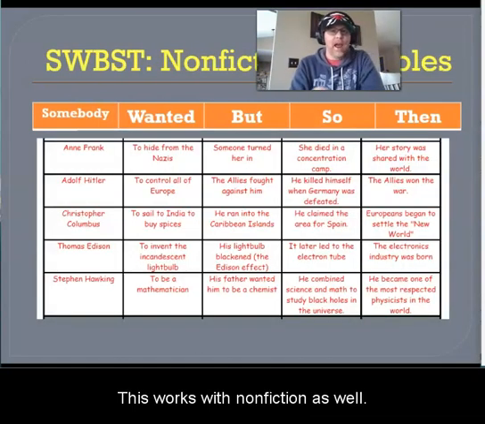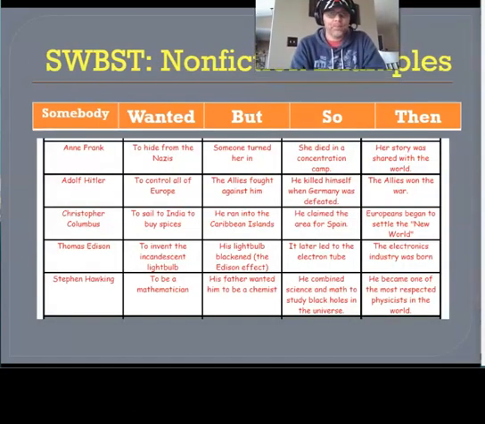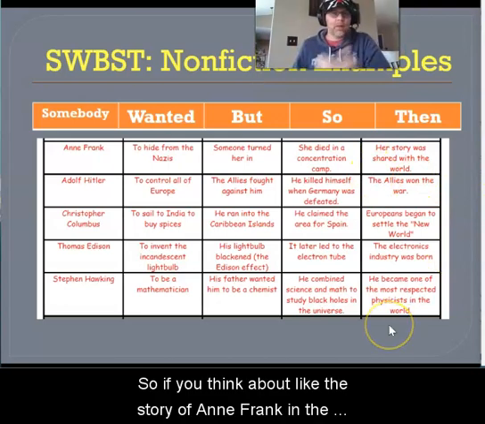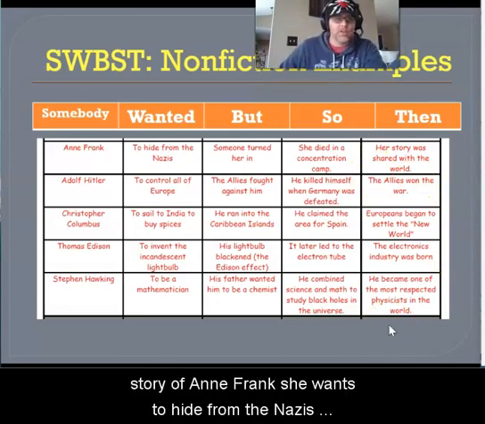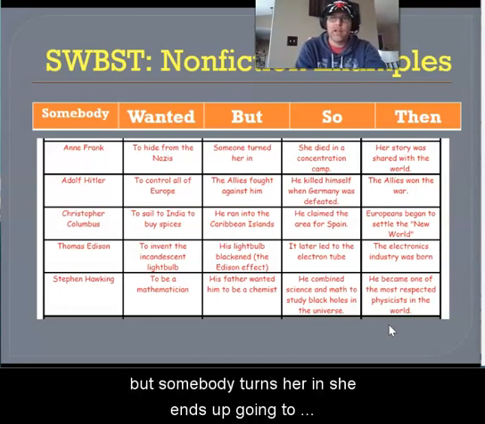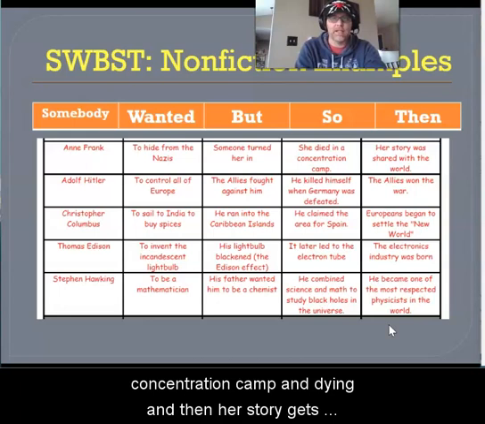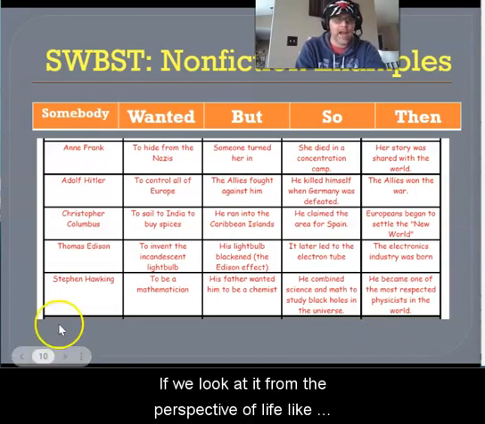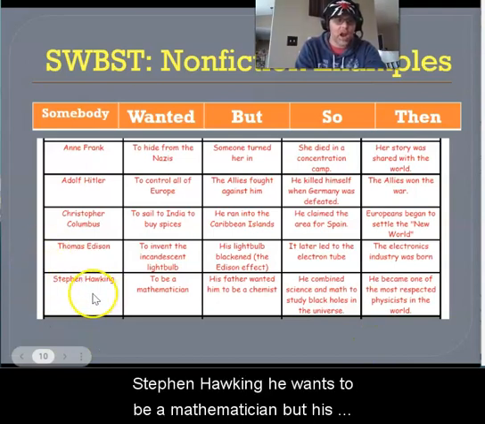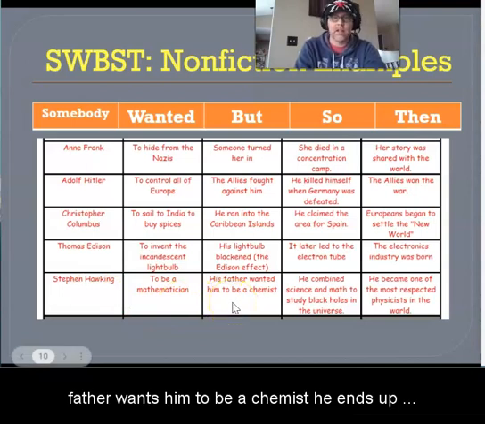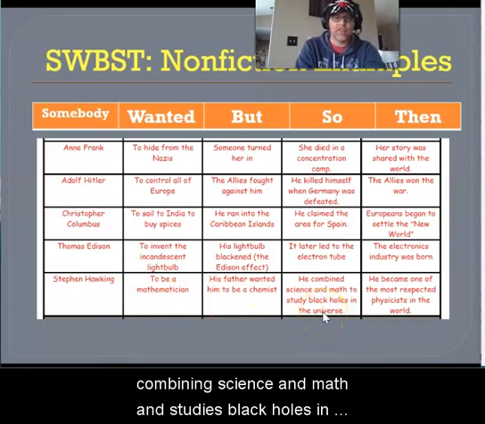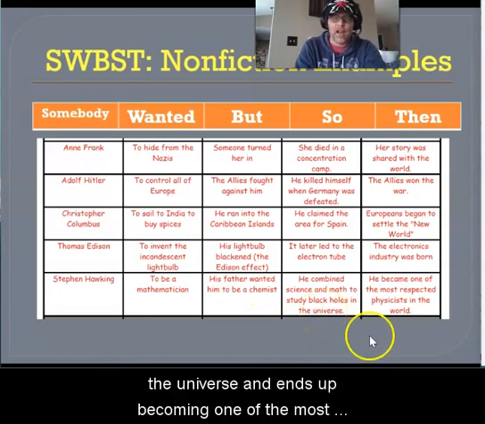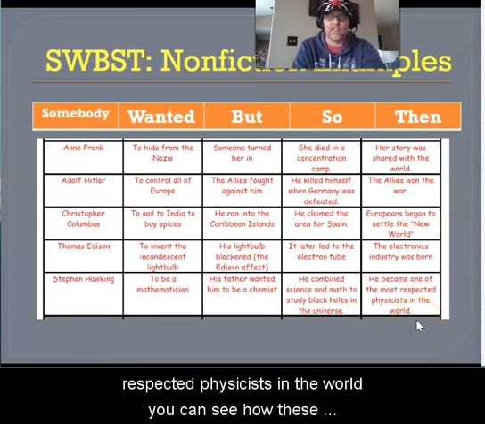This works with nonfiction as well. So if you think about the story of Anne Frank, she wants to hide from the Nazis, but somebody turns her in. She ends up going to concentration camp and dying, and then her story gets shared with the world. Or if we look at it from the perspective of real life, like Stephen Hawking, he wants to be a mathematician, but his father wants him to be a chemist. He ends up combining science and math and studies black holes in the universe and ends up becoming one of the most respected physicists in the world.